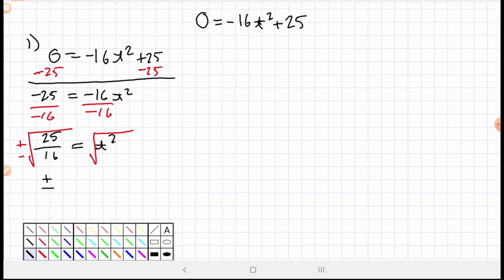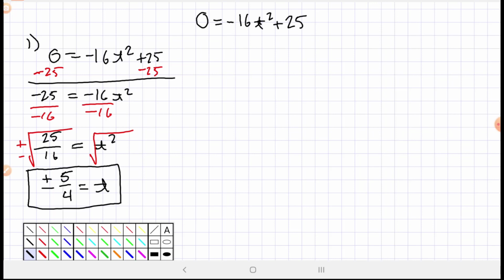That will leave me with plus or minus, what's the square root of 25? Well, that's just 5. What's the square root of 16, which is just 4? And so my answer for this problem is t equals plus or minus 5/4. Perfect. Now I'm going to solve it the other ways, and then we'll go over it and put this answer in context. But that's one way of doing this problem.